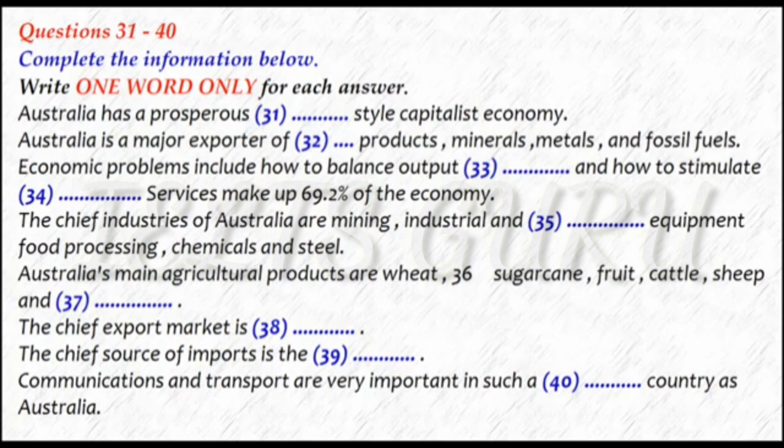What are Australia's main agricultural products? They are wheat, barley, sugarcane, fruit, cattle, sheep, and poultry. And who do we sell our products to? At present, our chief export market is Japan, which takes 24% of our exports. After that, South Korea takes 8%, and New Zealand and the U.S. each take 7%. In years to come, however, we expect China to become a significant trade partner.